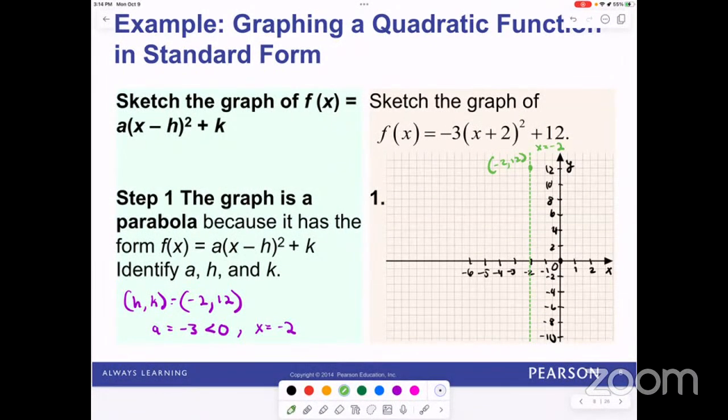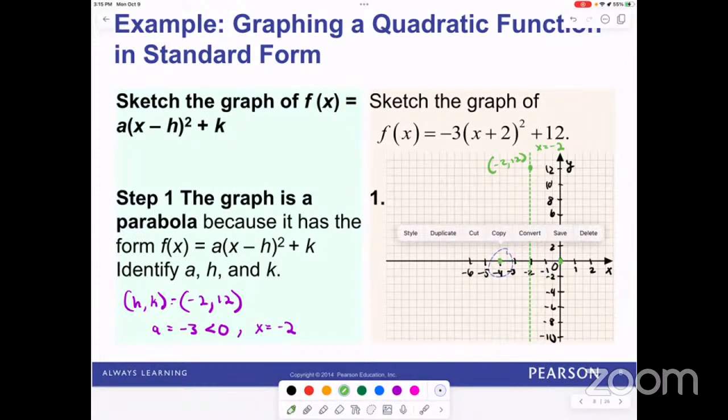So for instance, when x is 0, the corresponding y, let's see, that's going to be 2 squared is 4, times negative 3 is negative 12, plus 12 is going to be 0. So that means it passes through the origin. And so if we went right 2, we're at 0. So that means when we go left 2, we should also be at 0. So right here.